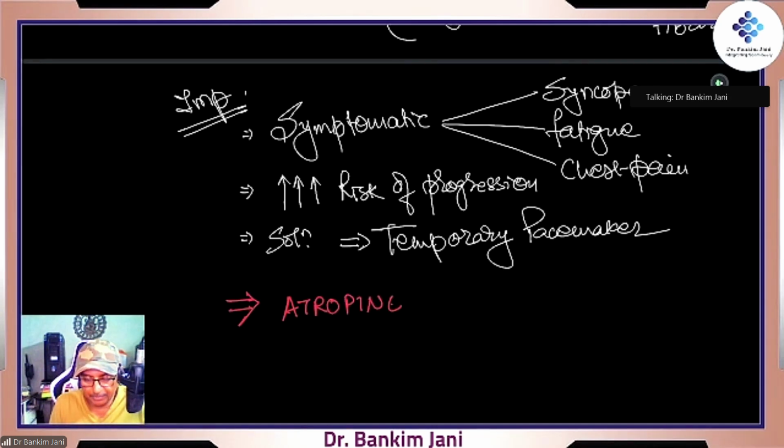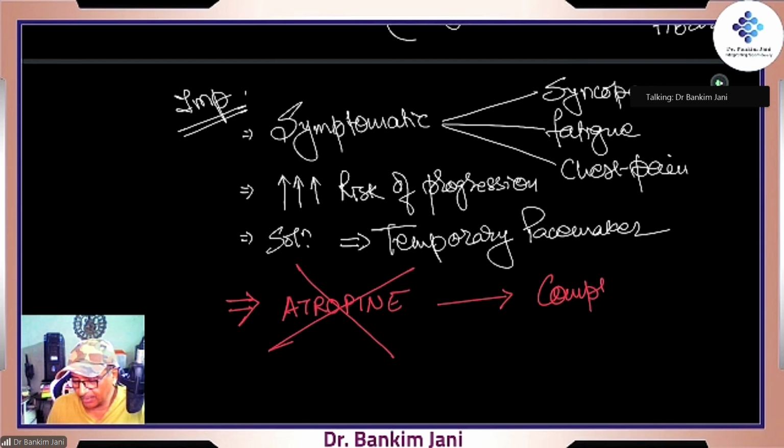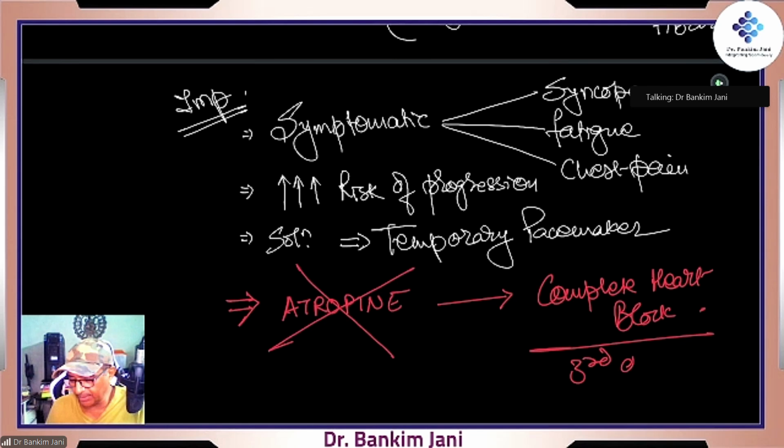Atropine, you will not give. Because if the atropine is given, it can lead to complete heart block, third degree, which we'll be discussing now. So it can go to third degree heart block. So in one case we were giving atropine and it was quite good. In another case we are not giving it. Right?